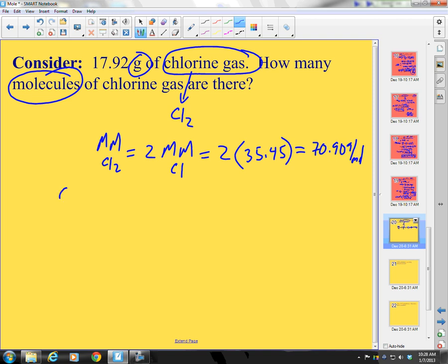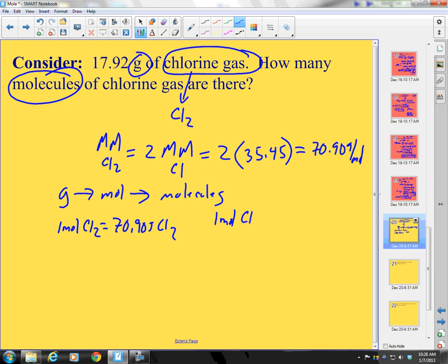So I want to go from grams to moles, and then from moles to molecules, right? Okay, so I know that 1 mole of Cl2, chlorine, is equal to 70.90 grams of chlorine. And I know what? 1 mole of chlorine also equals what? 6.022 times 10 to the 23rd molecules of chlorine. Cool. So now let's put this all together.